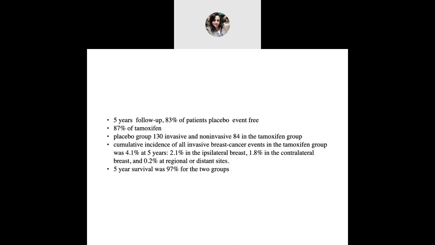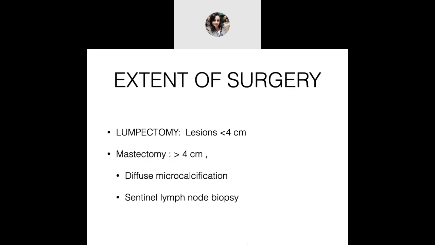5 years of tamoxifen has been found to reduce recurrence in the same breast, opposite breast, and also incidentally, the survival was 97% at the end of 5 years in both the groups. So survival was not altered by tamoxifen, but because there were very few deaths, you know, in DCIS. 97% 5-year survival is reported in DCIS, whether you give tamoxifen or not, because main recurrence would be in the breast, ipsilateral or contralateral. So the question, how much to remove?